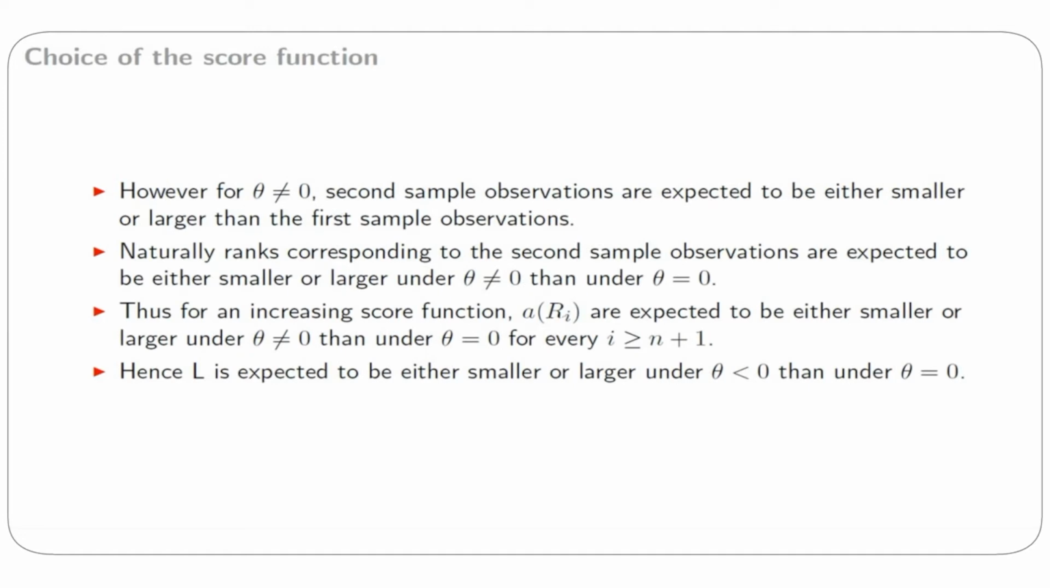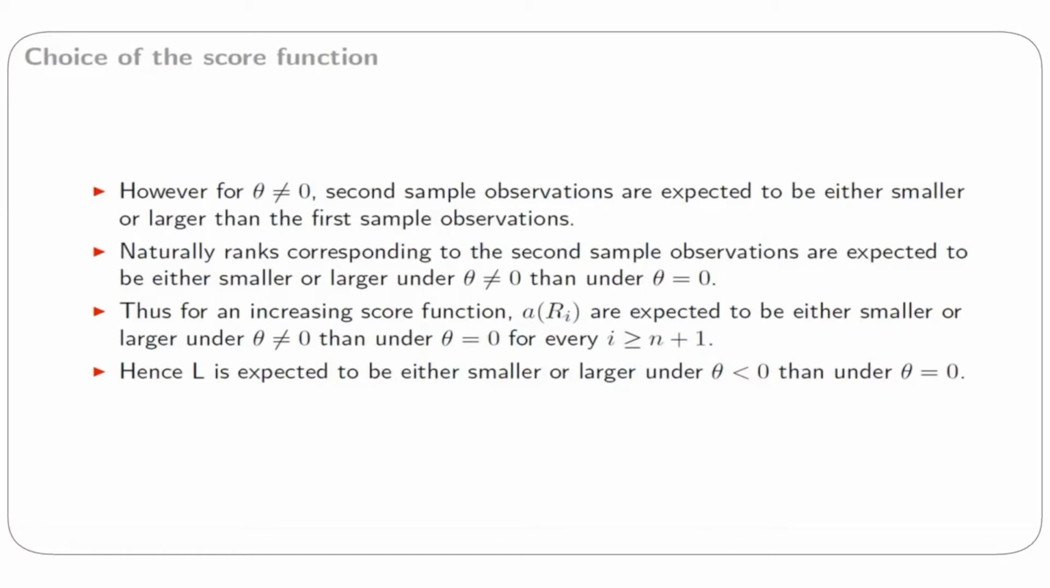However, if theta not equal to 0, second sample observations are expected to be either smaller or larger than the first sample observations. Naturally, ranks corresponding to the second sample observations are expected to be either smaller or larger under theta not equal to 0 than under theta equal to 0. Thus, for an increasing score function, a(R_i) are expected to be either smaller or larger under theta not equal to 0 than under theta equal to 0 for every i. Hence, L is expected to be either smaller or larger under theta not equal to 0 than under theta equal to 0.